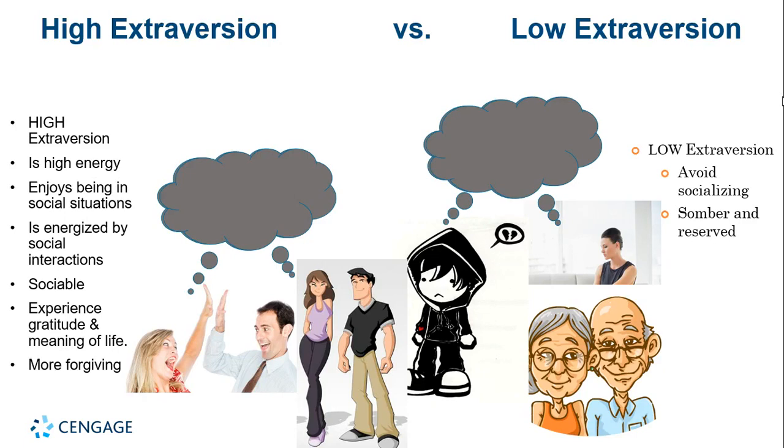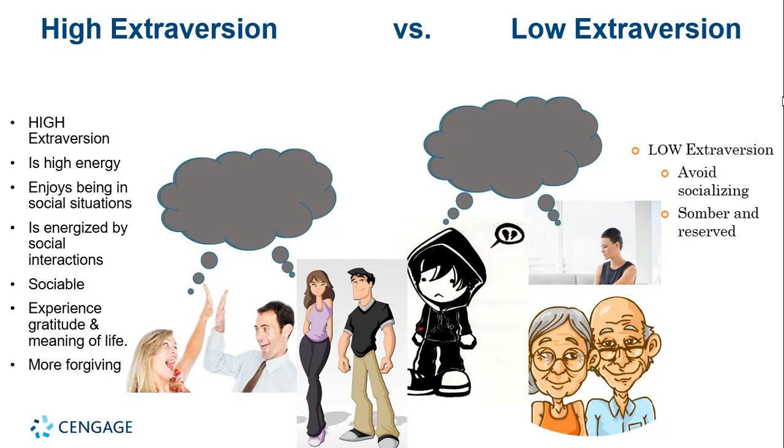Extroversion is the next trait. And people who are extroverted tend to have high levels of energy. And specifically, they tend to get more energy by being around other people. And so they enjoy social situations. They get energized by social situations. And so they're more sociable. They also experience gratitude in a greater way. They tend to love life. They say, I'm going to live all of my life and I'm going to enjoy it. I'll sleep when I'm dead.